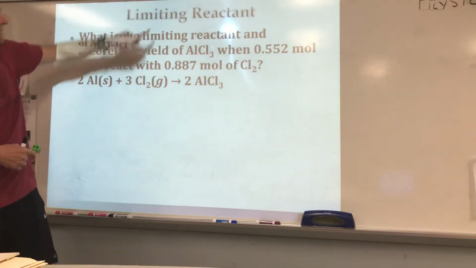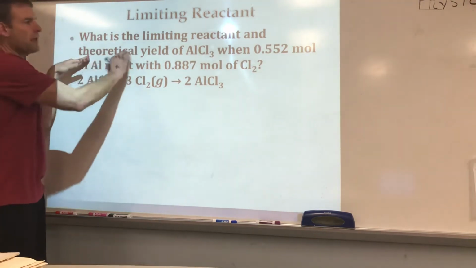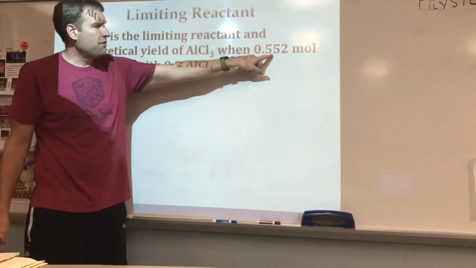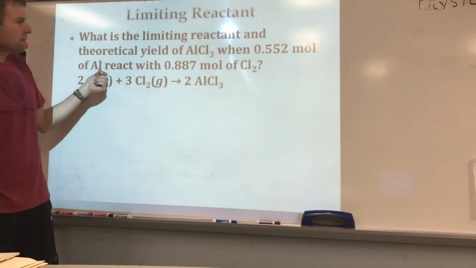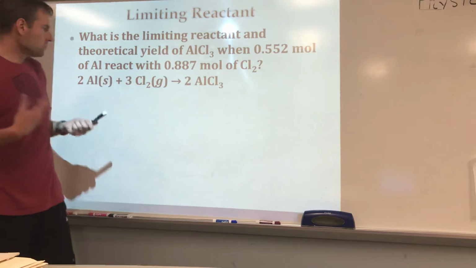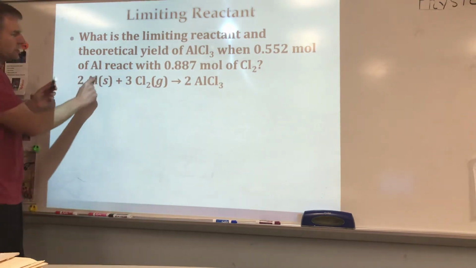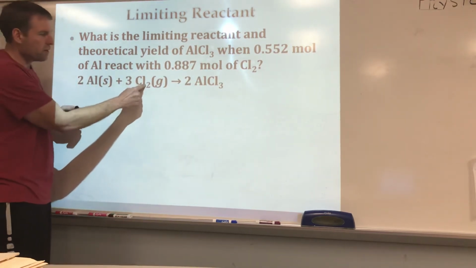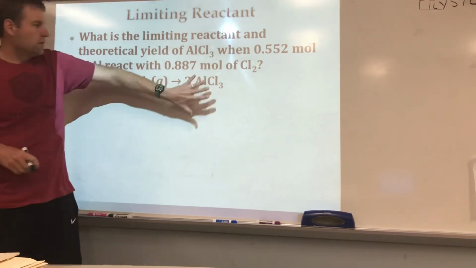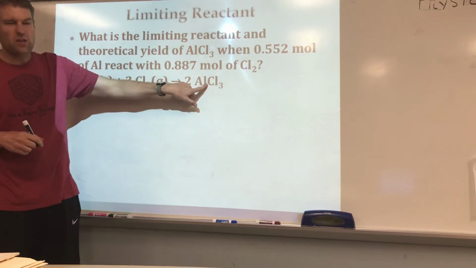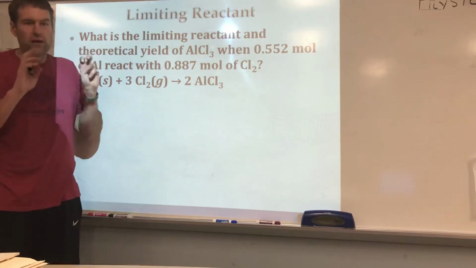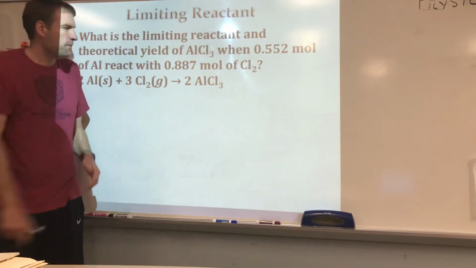What is a limiting reactant and theoretical yield? That's in theory how much you should get of this aluminum chloride when 0.552 moles of aluminum react with 0.887 moles of chlorine. So my question is, is it going to be the aluminum that runs out first, or is it going to be the chlorine that runs out first? And then for the amount of aluminum chloride produced, you take whichever makes the smallest amount, and that's going to be your theoretical yield, in theory how much it should make.